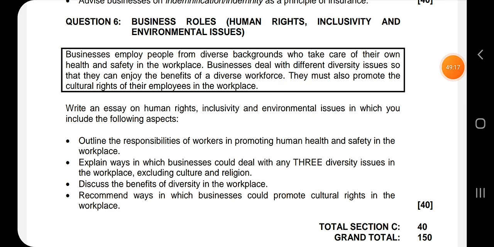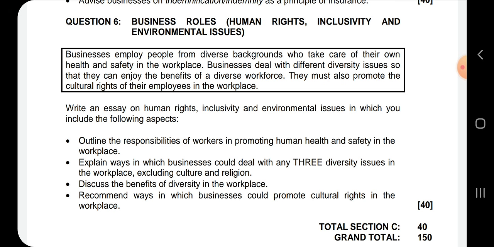We have question 6, business roles, human rights, inclusivity, and environmental issues. So businesses employ people from diverse backgrounds to take care of their own health and safety in the workplace. Businesses deal with different diversity issues so that they can enjoy the benefit of a diverse workplace. They must also promote the cultural rights of their employees in the workplace.